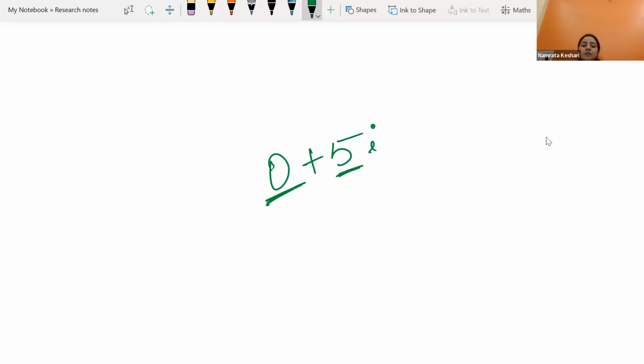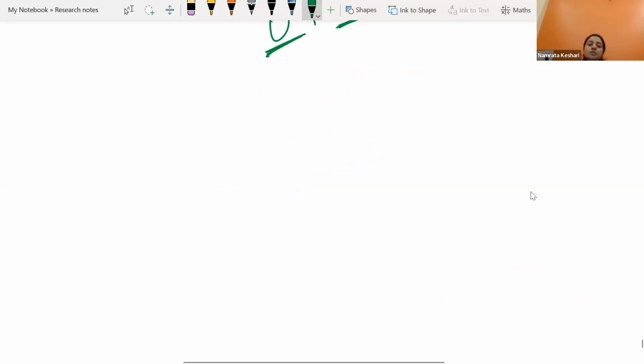Yes, ma'am. Okay, if it is just 3, and the question is, is it a complex number? If so, what is the real part? What is the imaginary part? So we can say here the real part is 3 and the imaginary part is 0. Yes, we can represent it in the form of a complex number. Getting it?